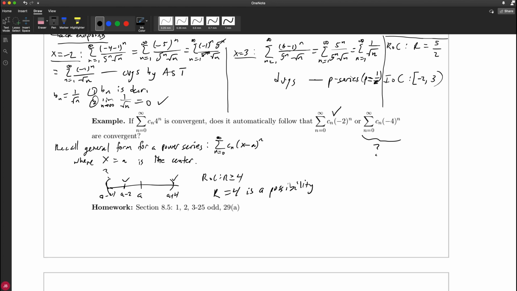So this one, the first one, I can definitely say converges, but this one here, because it may well be the other endpoint of my interval of convergence, it may diverge. I can't say for certain. So I like that example. That's a neat one. But that's the end of section 8.5.